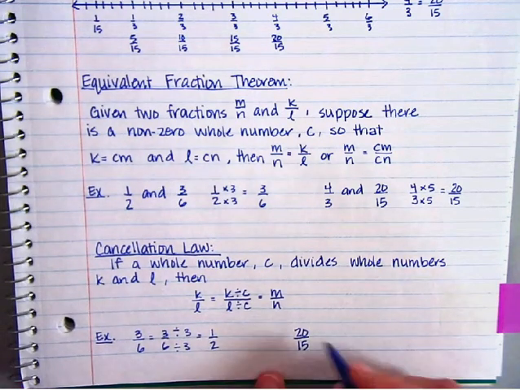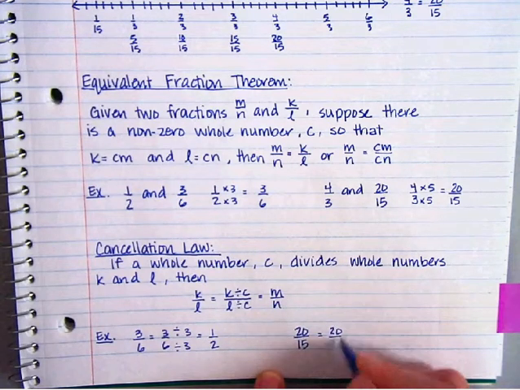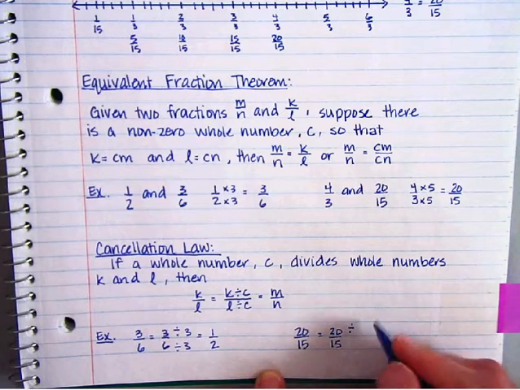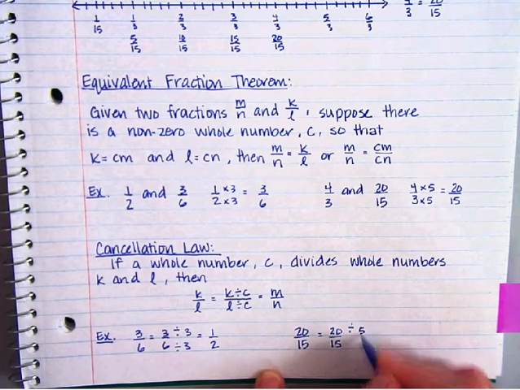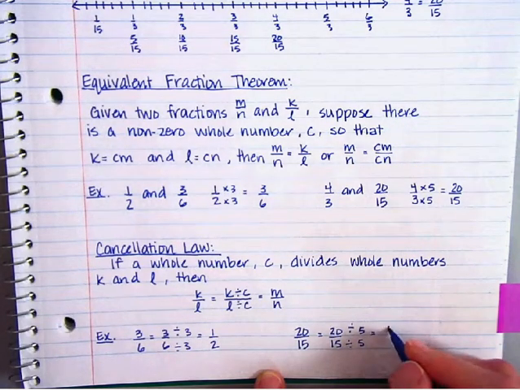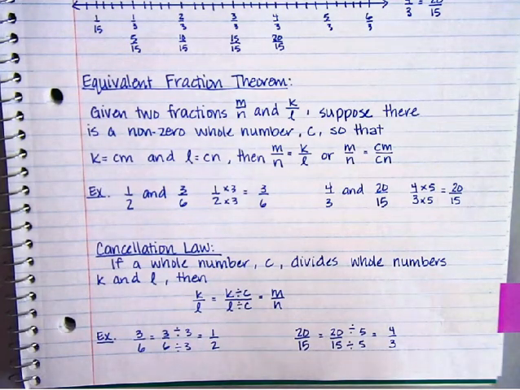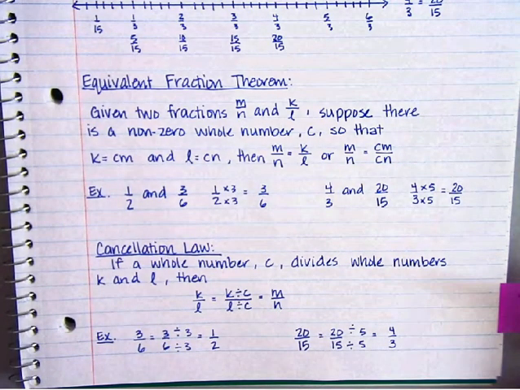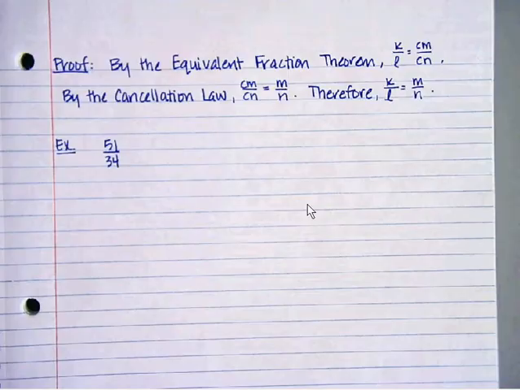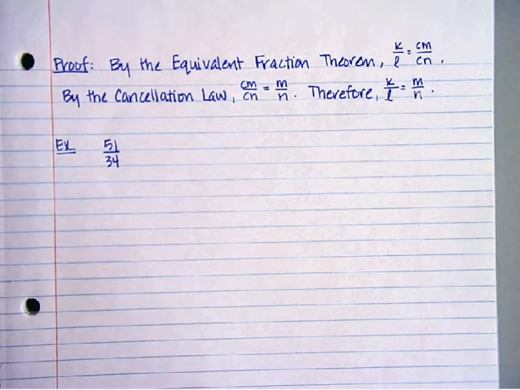Let's do the same thing with 20/15. That would be 20 over 15. I can divide both top and bottom by 5. And that's going to give me 4/3. So we are back to where we started from. So the cancellation law is just kind of the opposite of the equivalent fraction theorem. Okay, so let's finish up by looking at a proof of this.